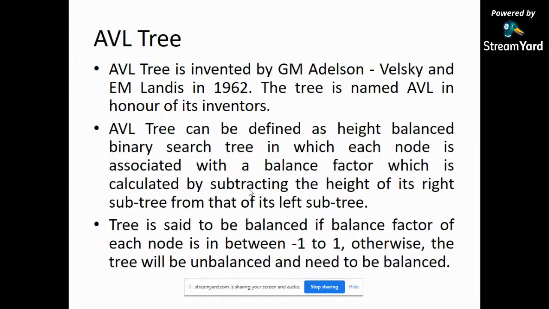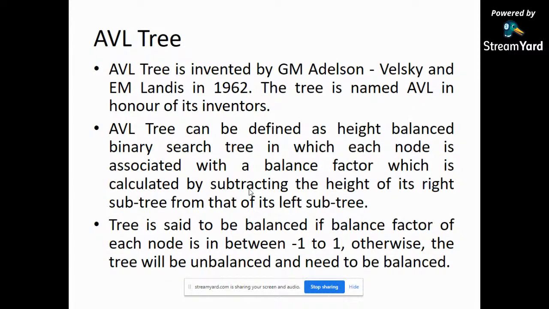So AVL tree can be defined as a height balanced binary search tree. Here we have to balance the height of the binary search tree. In a normal binary search tree, we don't have to balance the height of the tree. The tree can be a skewed tree, but it should follow the property of a binary tree, plus it should be ordered, then it is called a binary search tree. But AVL tree is basically a height balanced binary search tree. So here we have to balance the height. For that we have to calculate the balance factor for each and every node.